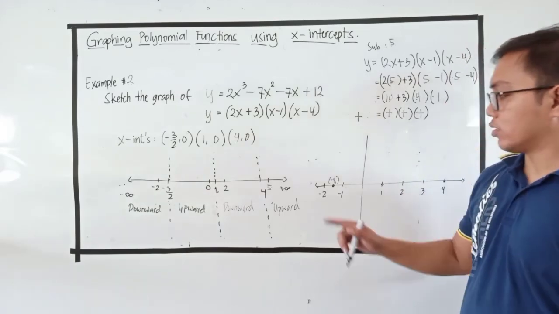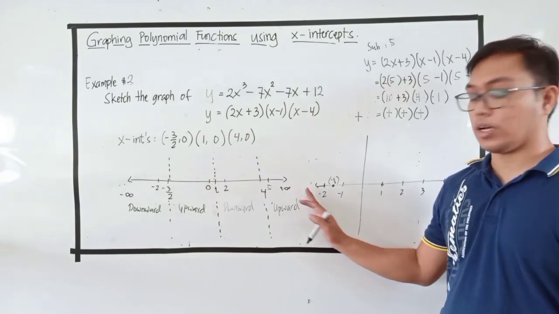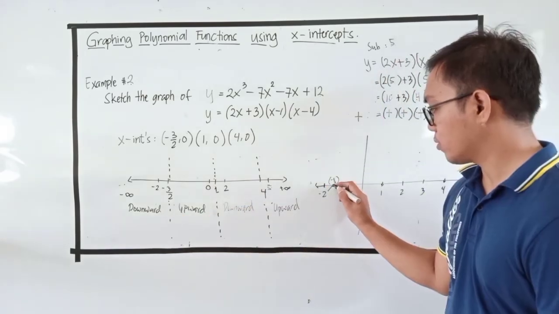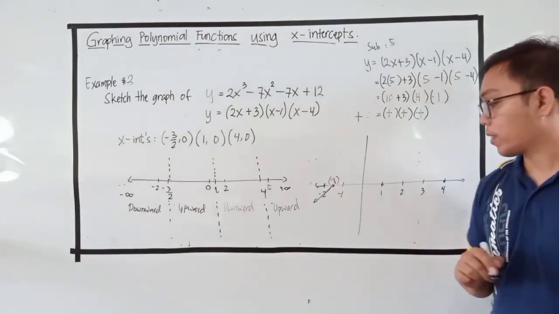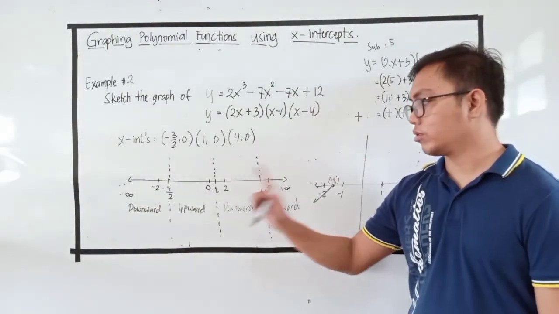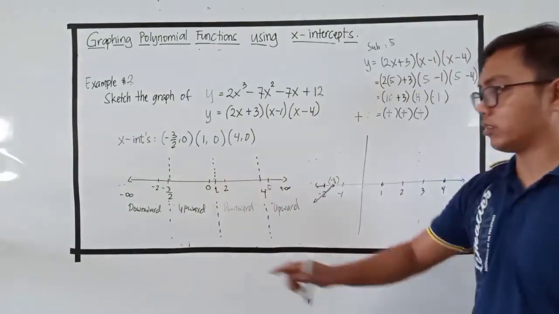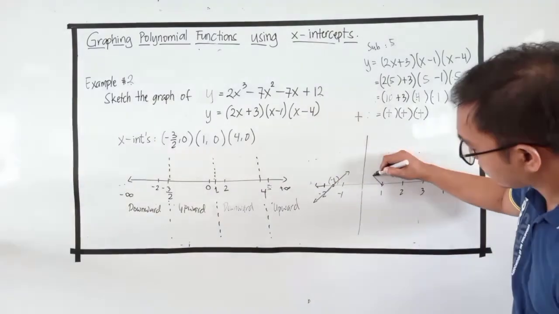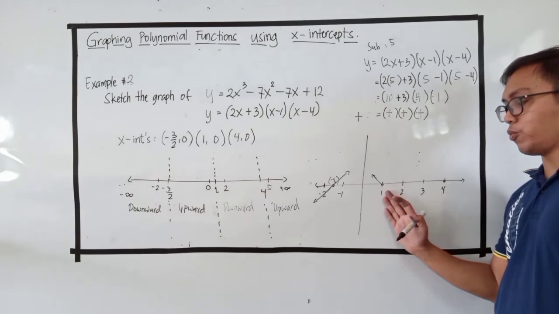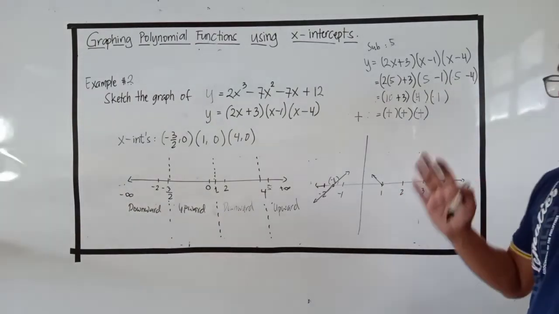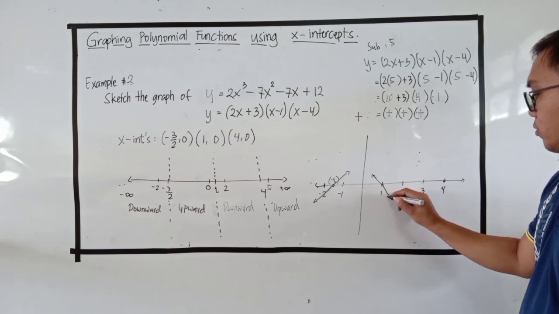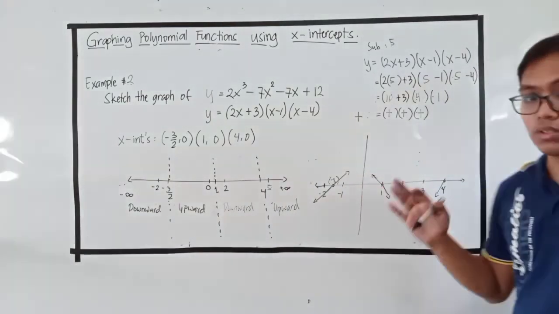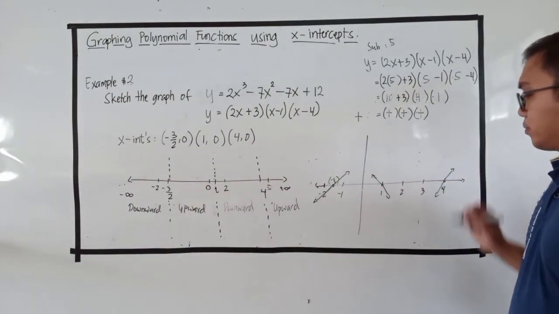Let's show the trend. So from negative infinity up to negative 3 halves, the trend is downward. Between negative 3 over 2 and positive 1, the trend is upward. From positive 1 up to positive 4, the trend is downward. And lastly, from positive 4 to positive infinity, the trend is upward.